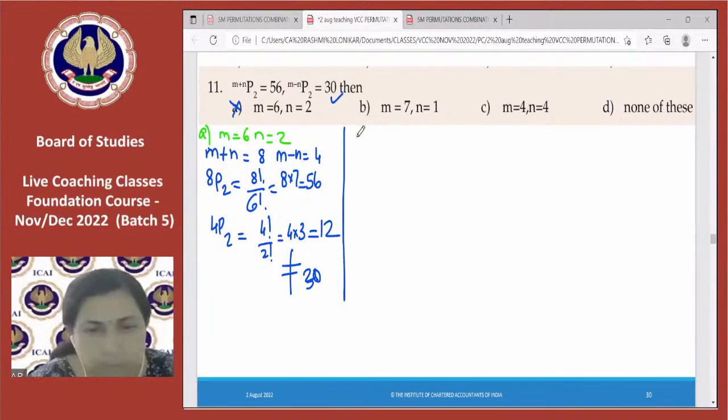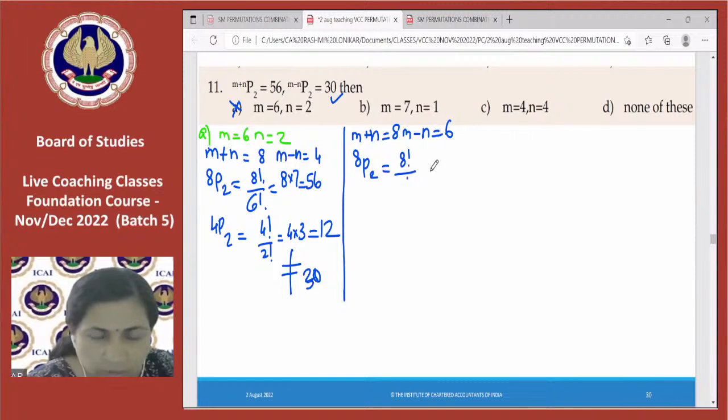Let us see B. What will happen to m plus n? It is equal to 8, 7 plus 1 is equal to 8. m minus n is equal to 6, 7 minus 1, 6. So what will I have? 8P2. 8P2 is how much? 8 factorial upon 6 factorial, which is equal to 56.